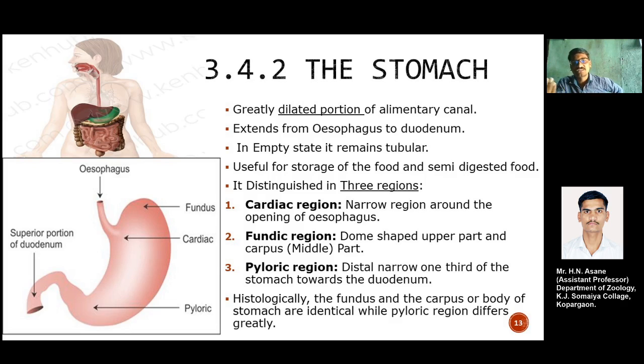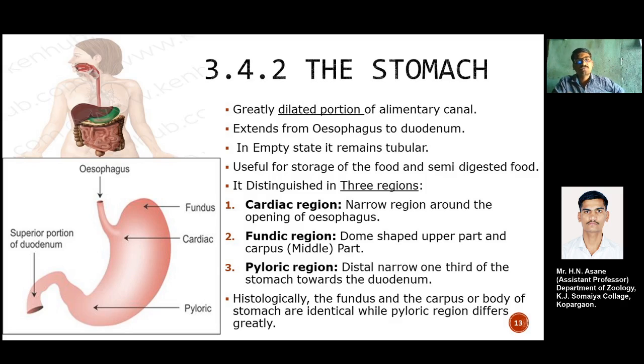The food you eat is passed through the esophagus, the long tube of about 25 centimeters, and opens into the stomach. There are three distinguished regions of the stomach. First is the cardiac region. As you can see in the picture, the esophagus opens in between the fundus and the cardiac region. The cardiac region is a narrow region around the opening of the esophagus.